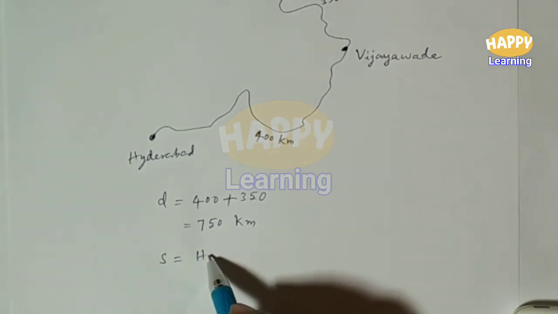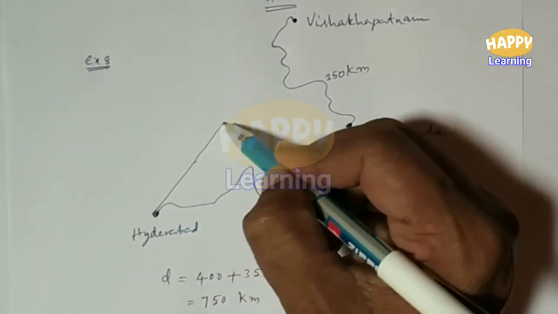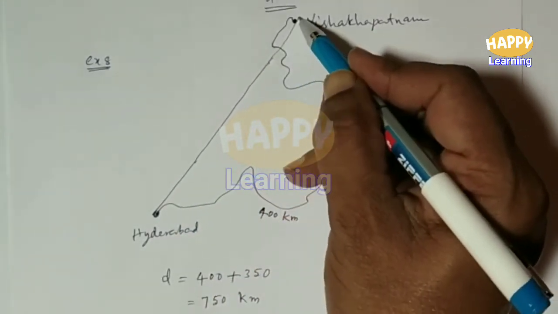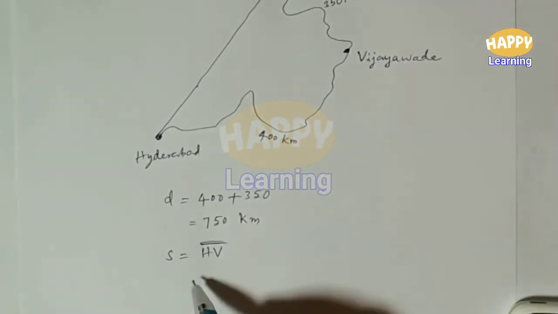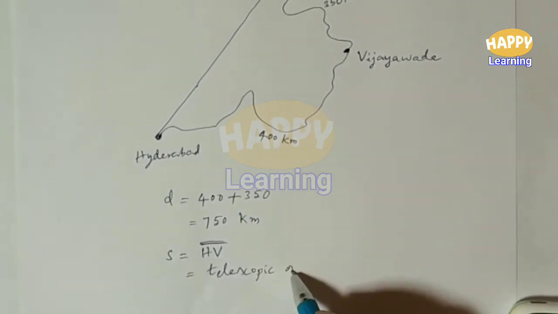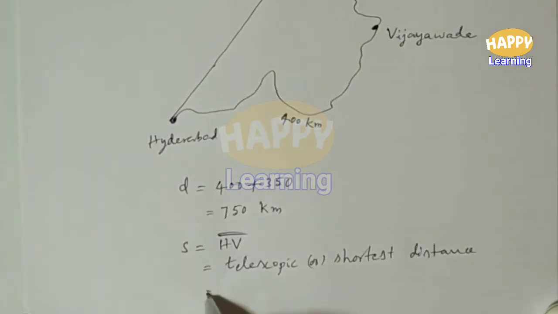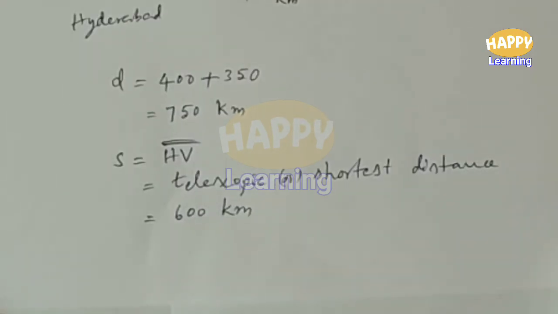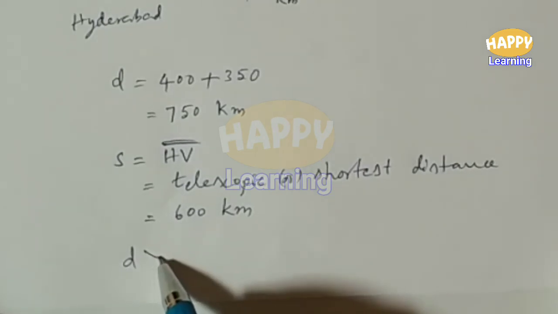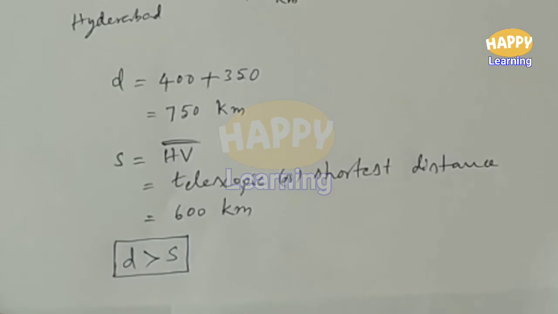Displacement S is equal to the shortest distance from Hyderabad to Vishakhapatnam. So draw a line like this. So this is called the telescopic, or shortest, distance from starting point Hyderabad to end point Vishakhapatnam. That is equal to 600 kilometer. So here D is greater than S. So D is greater than S.